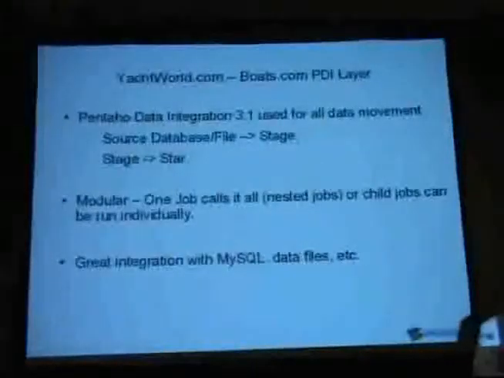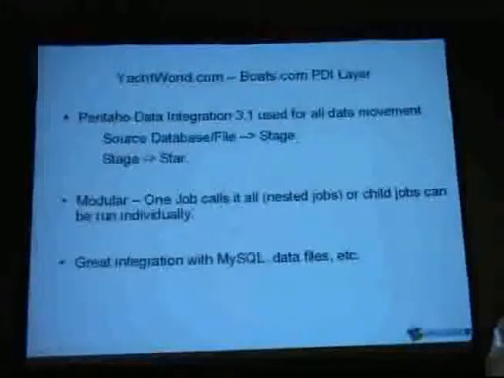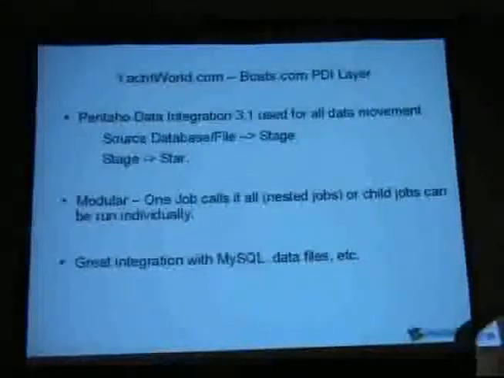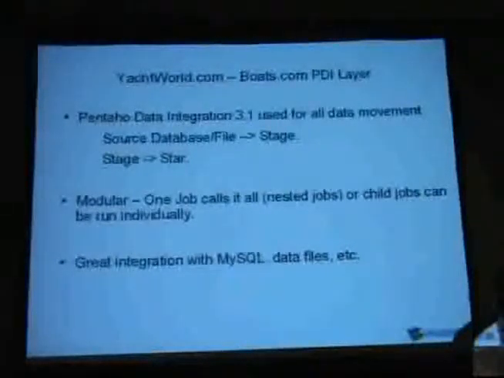So a little bit about how we got data in and out of MySQL 5.1. We used Pentaho Data Integration 3.1 for all data movement. So extracting data from Oracle and MySQL and the files and loading stage tables, as well as loading from the stage tables to the star schema, we used Pentaho Data Integration. It allowed us to create a very modular load environment. So we had one parent job, and under that parent job, many child jobs. And so if one child job failed, we could rerun just that piece. It was very nested and very easy to run individual jobs under that parent job.